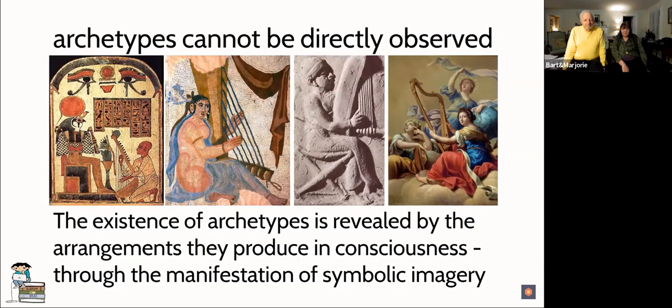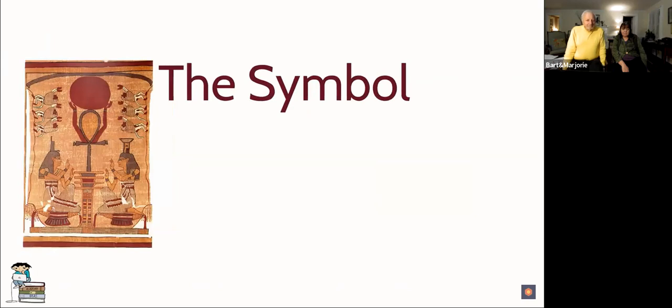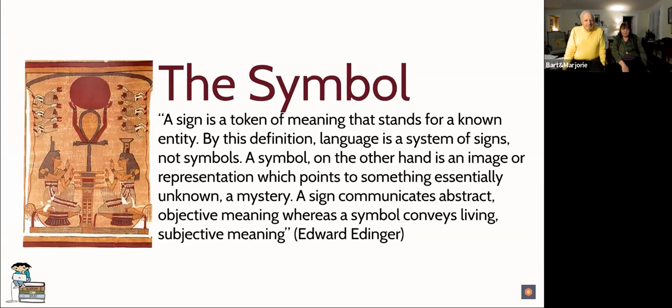Edward Edinger, in his work Ego and Archetype, provides an explanation of what a symbol is with respect to Jungian psychology by contrasting it to a sign. A sign is a token of meaning that stands for a known entity. By this definition, language is a system of signs, not symbols. A symbol, on the other hand, is an image or representation which points to something essentially unknown, a mystery. A sign communicates abstract objective meaning, whereas a symbol conveys living subjective meaning.